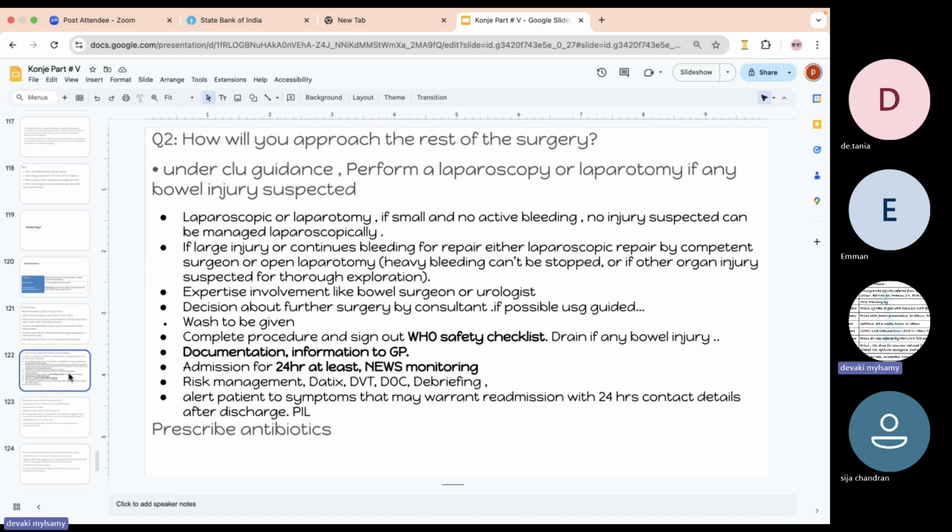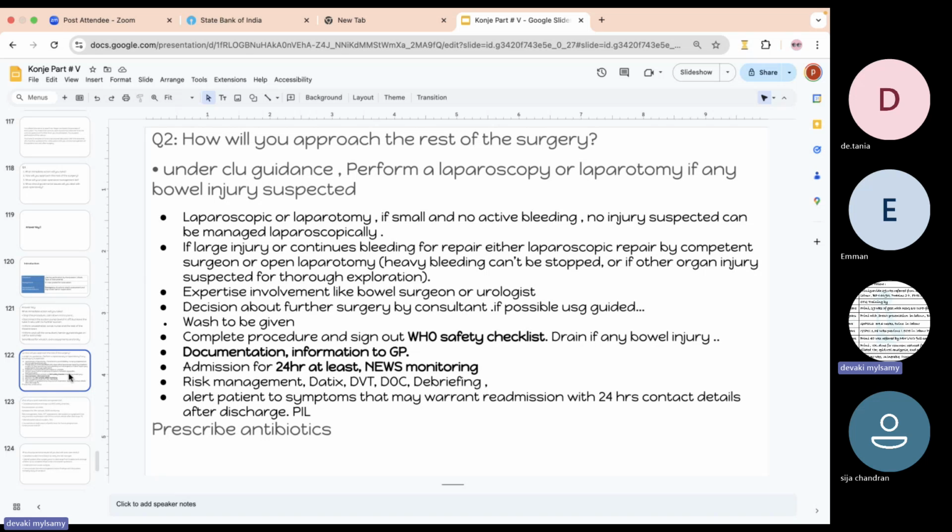Laparoscopy, laparotomy, if there will be any active bleeding. No injury suspected, can be managed laparoscopically. If there is any bowel injury, bladder injury, or vascular injury which is bleeding heavily, then in that case we may have to consider open surgery and involvement of other specialists.